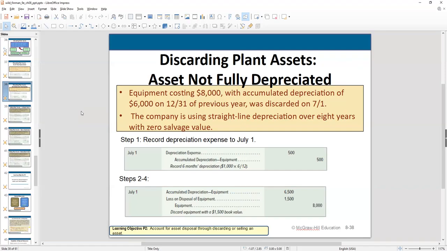Want to point something out here. Loss on disposal of equipment is the same as an expense. It costs us money. Whenever something costs us money, we've got to look at it as an expense. That's why we are debiting the loss on disposal of equipment.